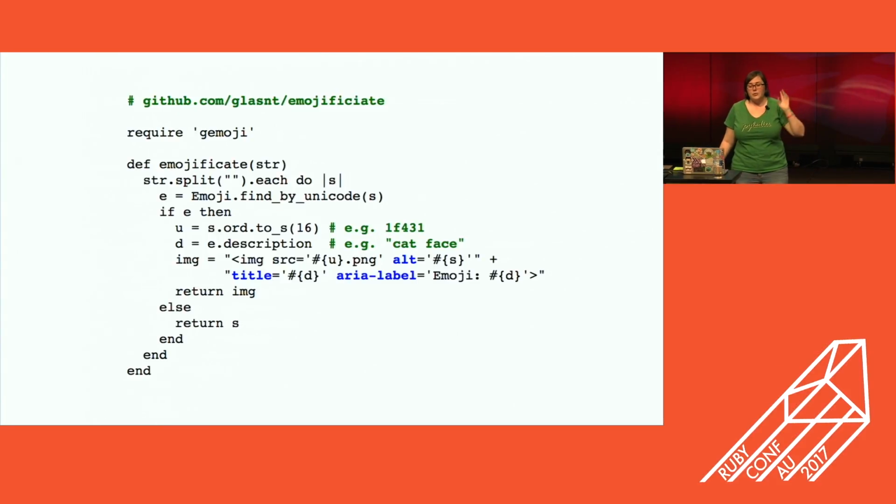GitHub.com/glazon/emojibake is a really basic Ruby function that will take any string, split it out into characters, find each character in Unicode with the Gmoji find by Unicode, and if it exists, it substitutes in the image for you. So that's pretty cool. This will work in Gmoji 3.0, which was released late December, so if you're still on the 2 series, you need to upgrade.